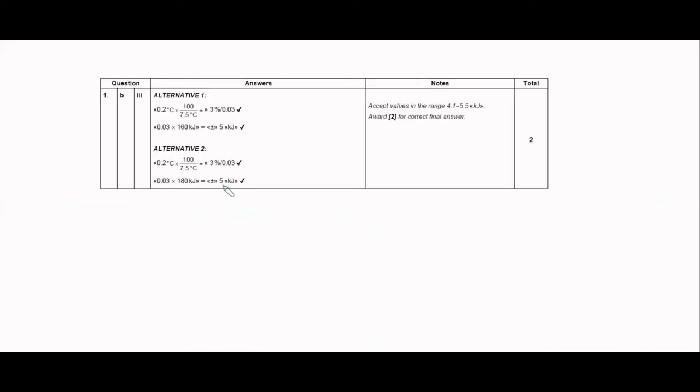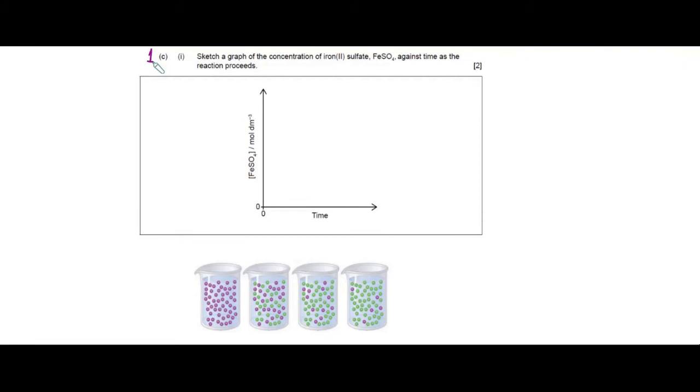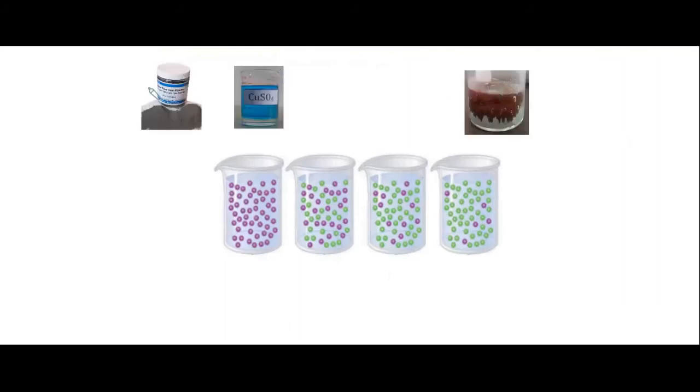This is it. So now we shall see this particular question. Sketch a graph of concentration of iron sulfate, FeSO4, against time as the reaction proceeds. Now, as a quick recap, let me highlight the reaction once again. The reaction is between powdered iron and copper sulfate. This copper sulfate has been calculated to be the limiting reagent. Obviously, the iron is there in excess amount.